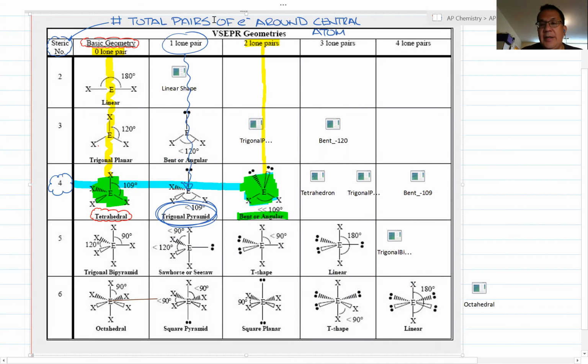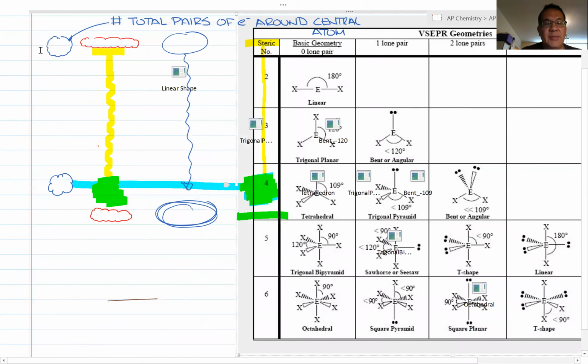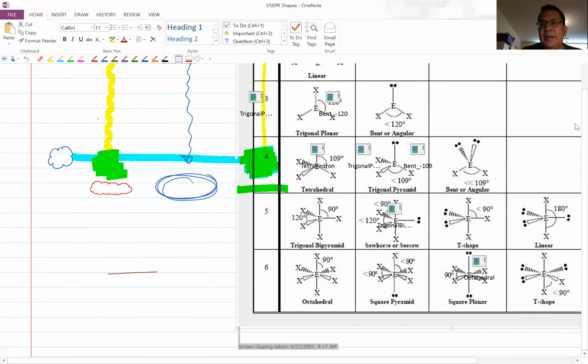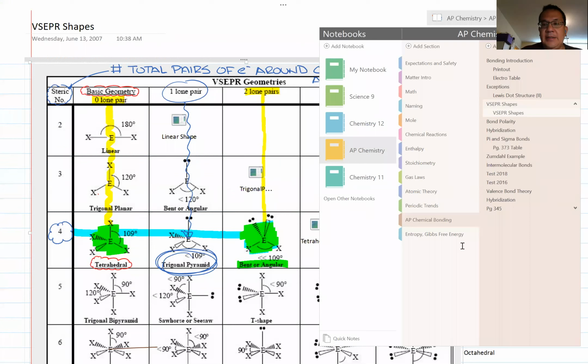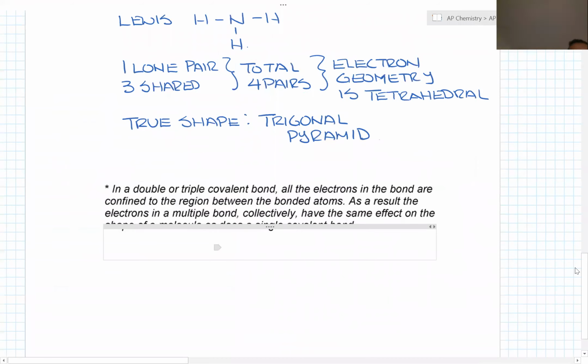Now, one final thing I'm going to add on, and then that will be it. I want to talk about double and triple bonds. Down in the notes, it says in double or triple covalent bonds, all the electrons in the bond are confined to the region between bonded atoms. As a result, the electrons in a multiple bond collectively have the same effect on the shape of a molecule as does a single covalent bond.